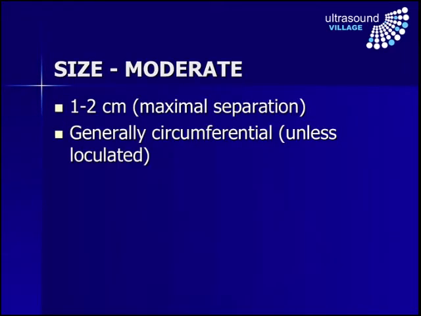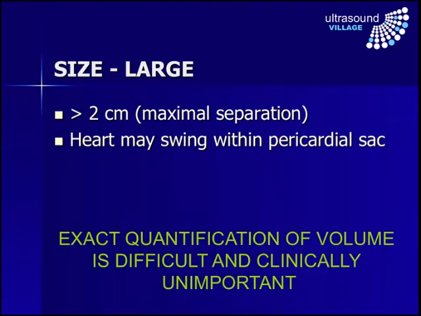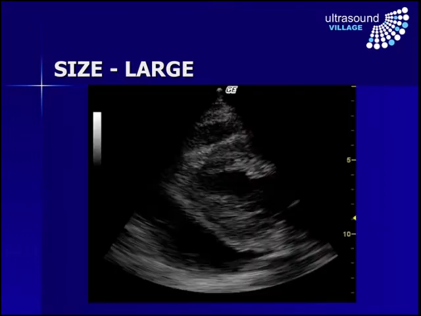Moderate is defined as 1 to 2 centimetres at its maximal point and generally will be circumferential unless it's loculated. A large effusion is greater than 2 centimetres and you may see the heart swinging within the pericardial sac. Now I only go through those to give you a rough outline. You don't actually have to remember that because the exact quantification of volume is actually very difficult. And what's probably more relevant is that it really doesn't make any difference at all. It's clinically unimportant, the volume. What's more important is the hemodynamic effect.